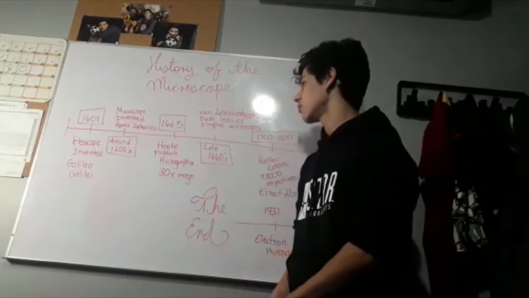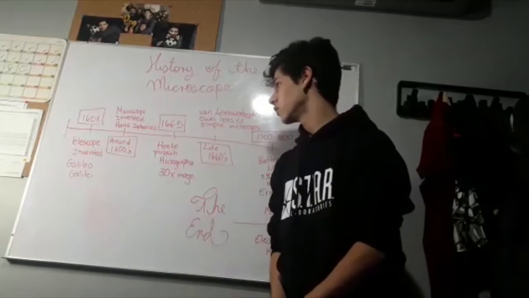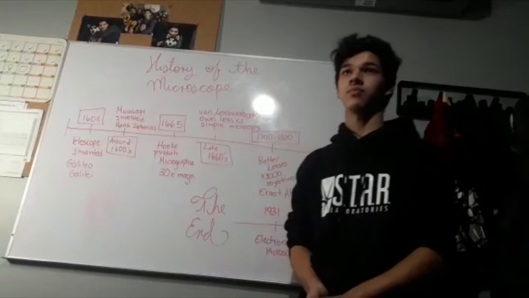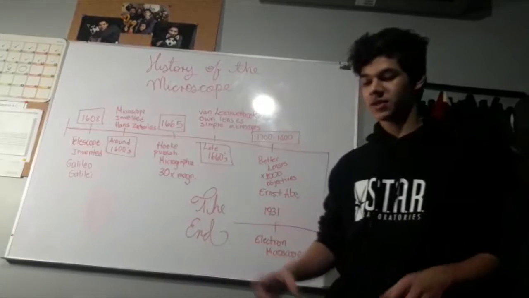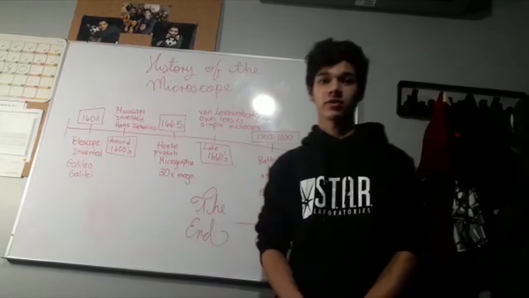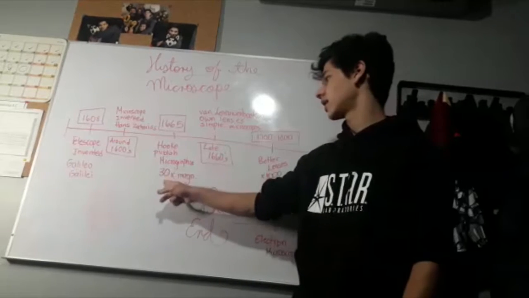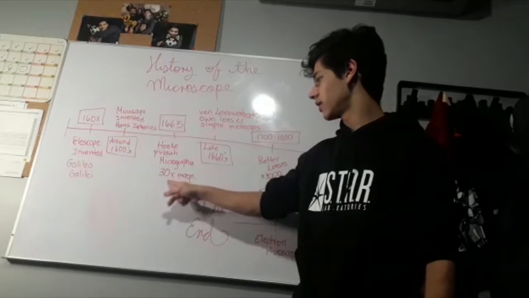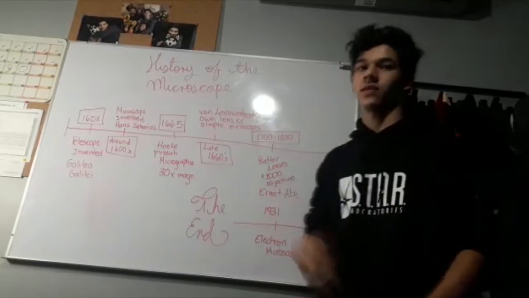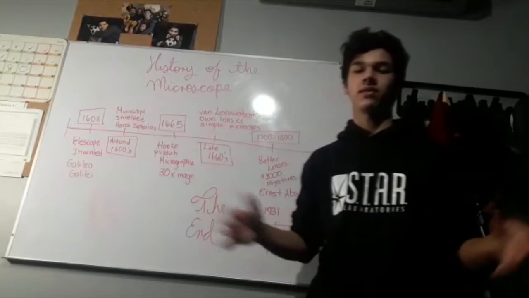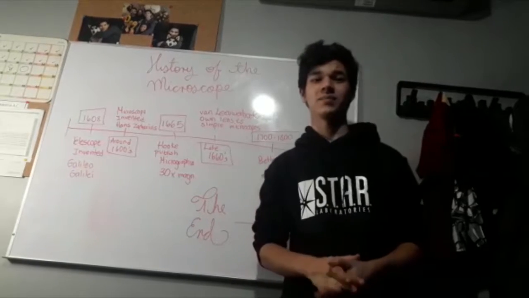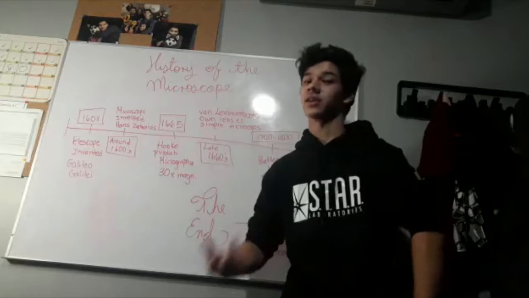That is a book published by Hooke, in which were presented the images of a microscope with a magnification of 30. This, in those times, was great because it was the new technology they had.